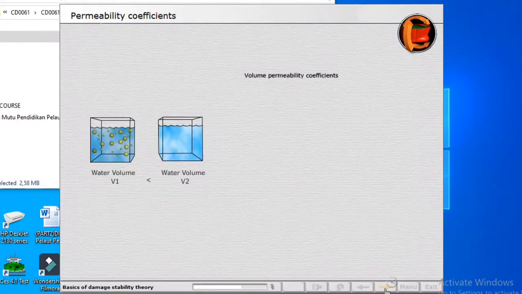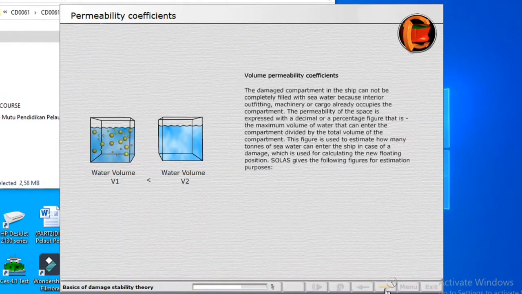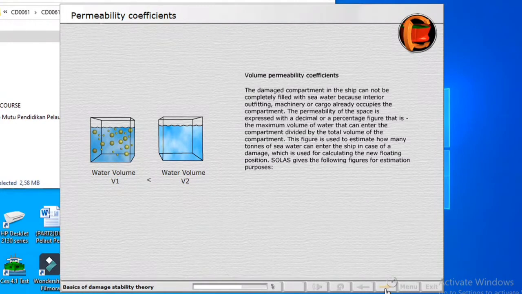Volume permeability coefficients. The damaged compartment in the ship cannot be completely filled with seawater because interior outfitting, machinery or cargo already occupies the compartment. The permeability of the space is expressed with a decimal or a percentage figure, that is, the maximum volume of water that can enter the compartment divided by the total volume of the compartment. This figure is used to estimate how many tons of seawater can enter the ship in case of damage, which is used for calculating the new floating position.